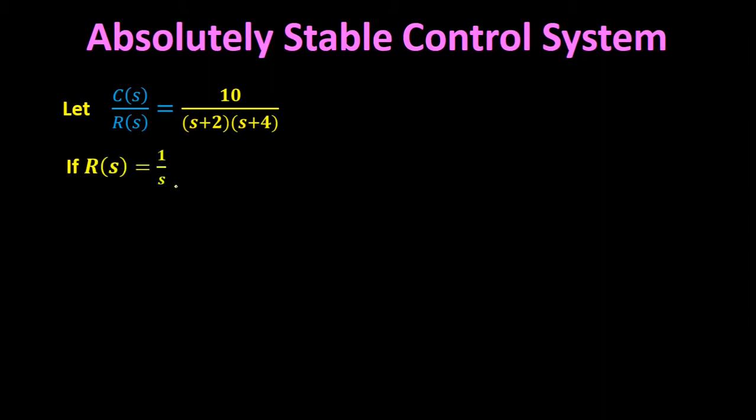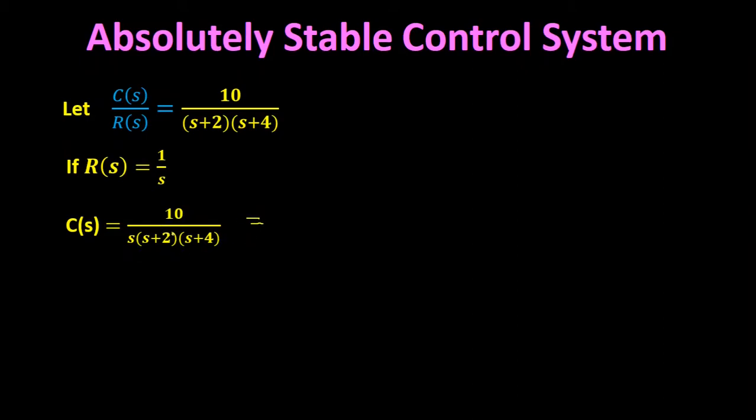Now let us take one example to understand the absolutely stable control system. Let the overall transfer function of any closed loop control system C(s)/R(s) be equal to 10 divided by (s+2)(s+4). Now let us assume that a unit step input is applied to the control system. Then the Laplace transform of the input R(s) will be equal to 1/s. So when we put R(s) equal to 1/s, we will get C(s) equal to 10 divided by s(s+2)(s+4).